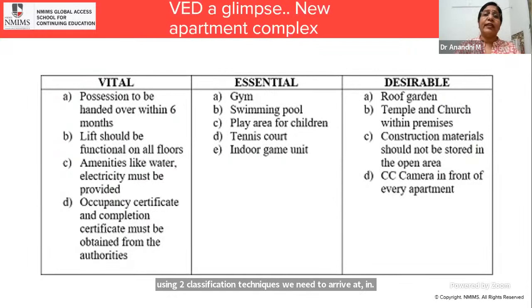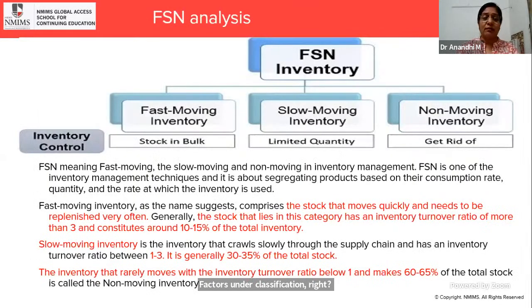This is again a VED classification for a new apartment complex, how vital, essential and desirable are the factors under classification, right? No Excel classification given for this.